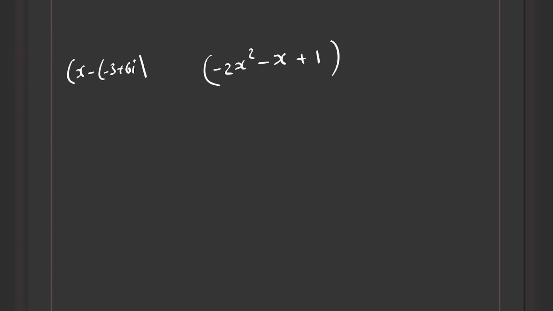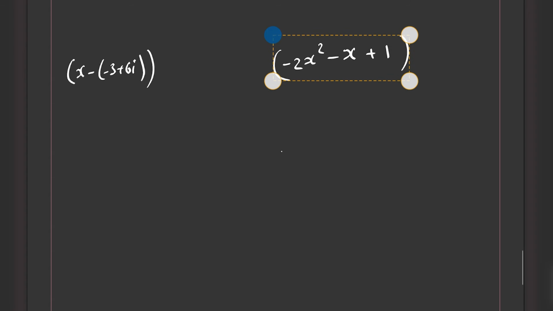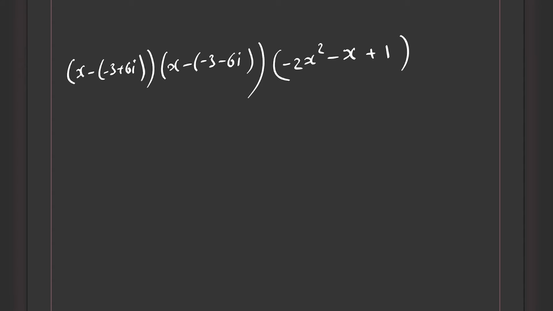3 plus 6i, and x minus 3 minus 6i, the conjugate of the complex number. So if you multiply these two again, you will get a quadratic. So let's multiply and get our factored form.